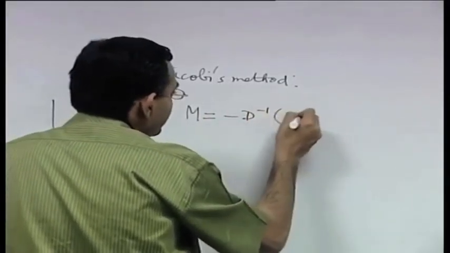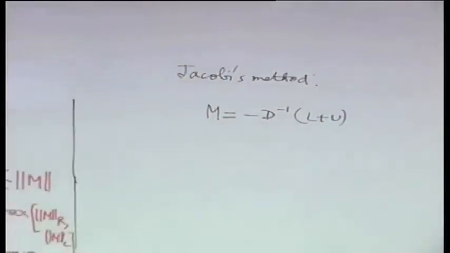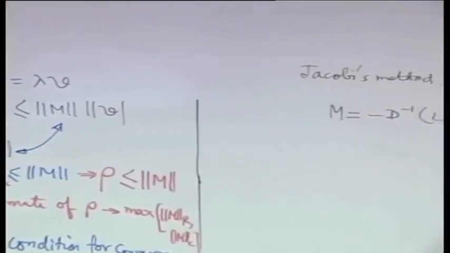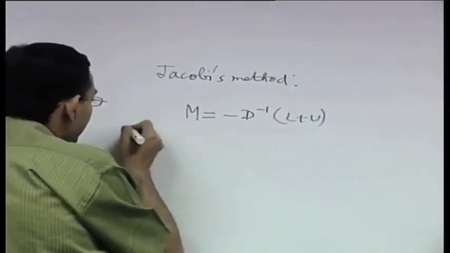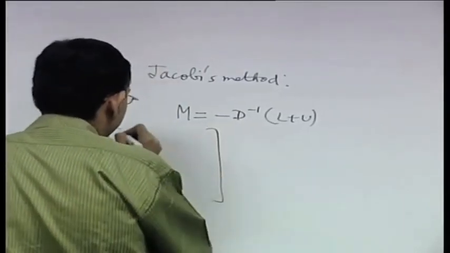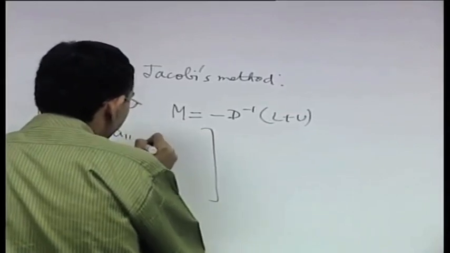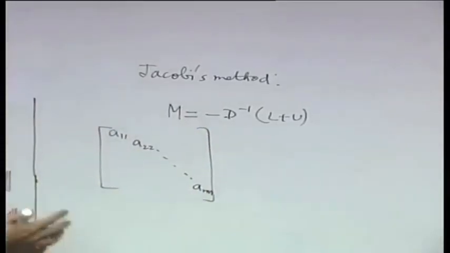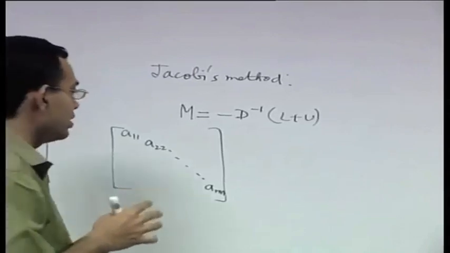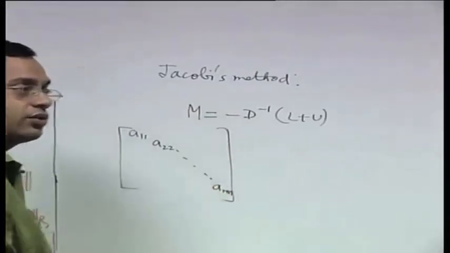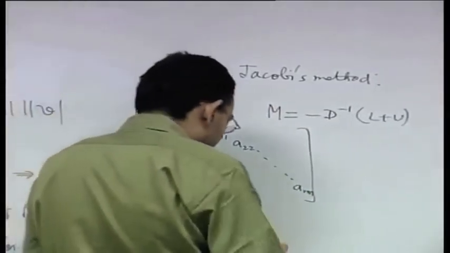Now, for the Jacobi's method, what was M? Minus D inverse L plus U. This was M for the Jacobi's method. Let us again write what the entries of L, D and U are. So, D is A11, A22, and so on. Eventually the matrix M is a derived matrix. The original matrix which was given to us was the coefficient matrix. Therefore, we should be able to write everything in terms of the entries of the coefficient matrix. So, this is the D.